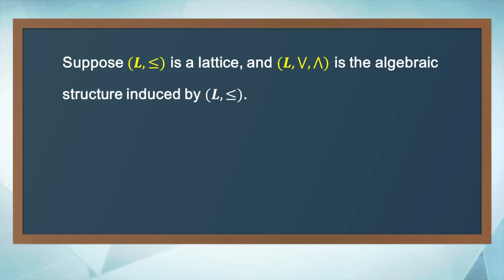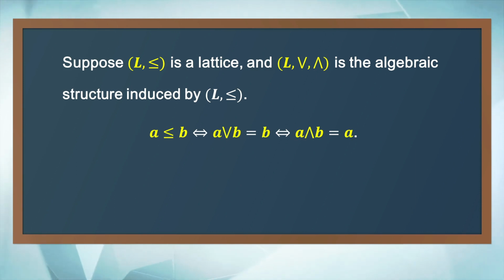A lattice is also an algebraic structure with two binary operations which obey the commutative laws, the associative laws, and the absorption laws. The relationship between the partial order and the two binary operations in a lattice is as follows. A is less than or equal to B if and only if the join of A and B equals B, if and only if the meet of A and B equals A.